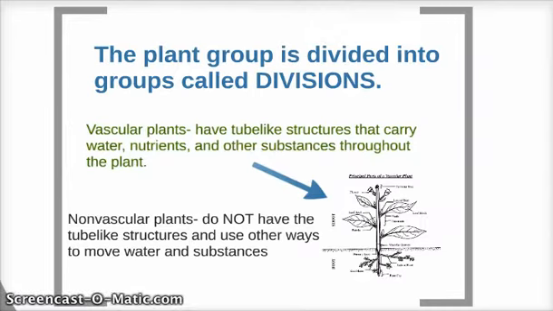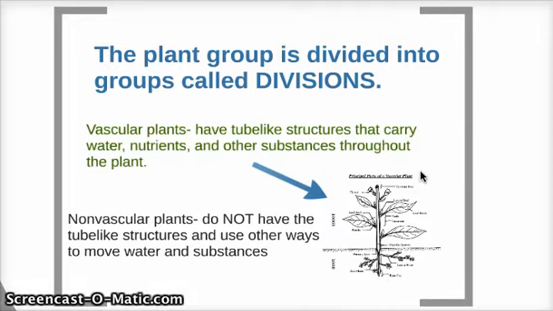This is the last thing. Plants are divided into groups called divisions. A division is like the same thing as a phylum in other kingdoms. One division is vascular plants. This is most plants that we know. They have tube-like structures that carry water, nutrients, and other substances throughout the plant. So an example of a vascular plant is the one shown in the picture right here. It has different tubes like stems and roots where all necessary things are carried around.